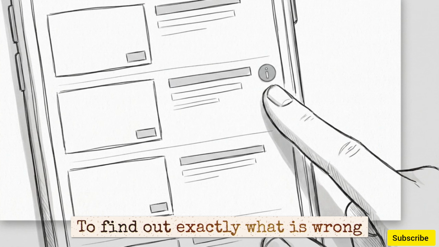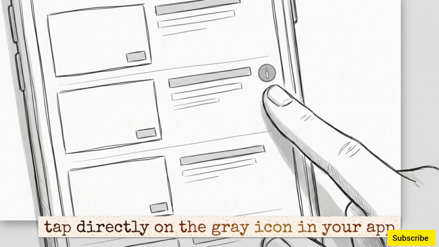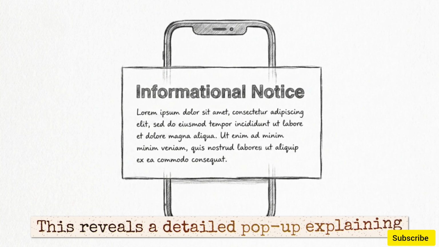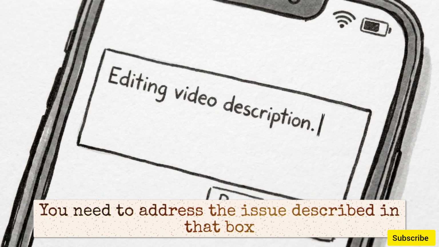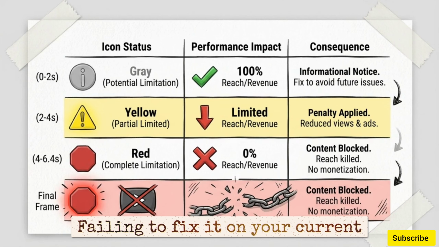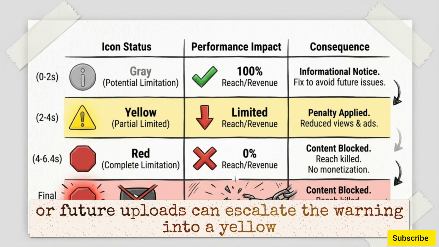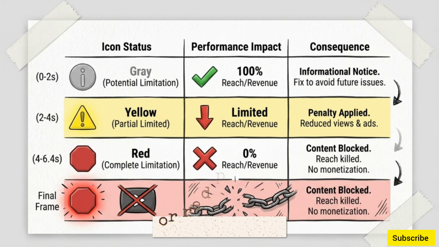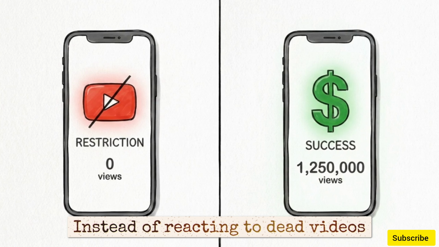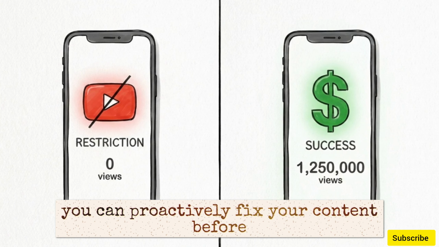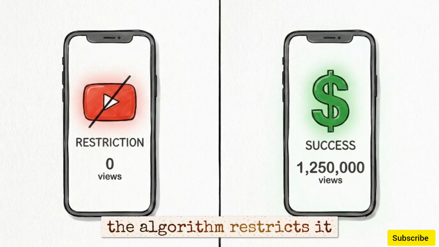To find out exactly what is wrong, tap directly on the gray icon in your app. This reveals a detailed pop-up explaining the specific problem YouTube has flagged. You need to address the issue described in that box. Failing to fix it on your current or future uploads can escalate the warning into a yellow or red penalty. This setup shifts your workflow. Instead of reacting to dead videos, you can proactively fix your content before the algorithm restricts it.